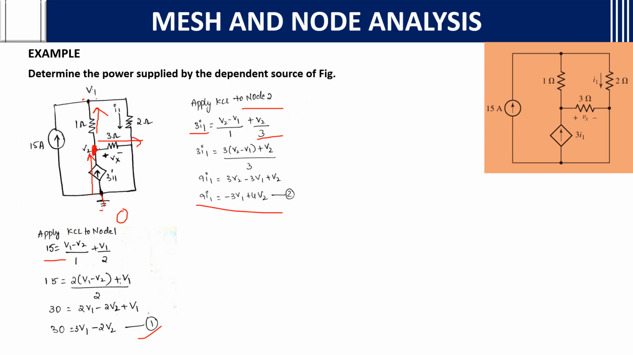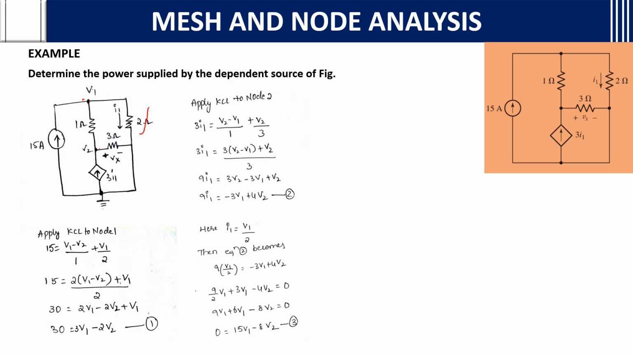And where is I1 present? I1 is present near the 2 ohms. As I1 is present near the 2 ohm resistor, I1 will be equal to V1 by 2. They have mentioned it in the question itself. The voltage across it is V1, so I1 is V1 by resistor R, V1 by 2. If you substitute that, you will get the equation 0 equals 15V1 minus 8V2.